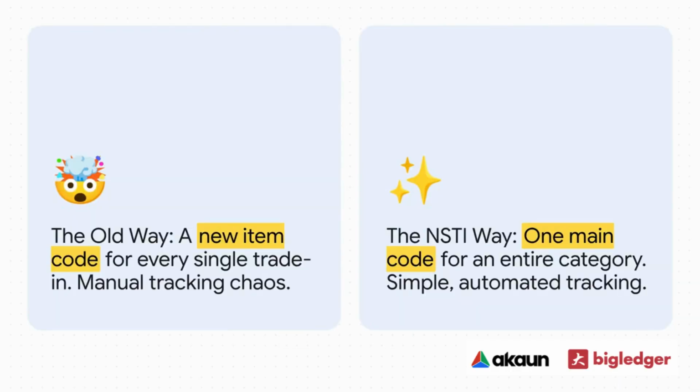Does that column on the left give you a headache just looking at it? I bet it does. Creating a new code for every single item, trying to guess the price you paid weeks later, the absolute chaos of tracking it all by hand, it's a total nightmare. But now, look at the right. That's the NSTI way. One single code for an entire category, all tracked automatically. This is so much more than just being easier. It's about finally getting real control over your trade-in inventory.